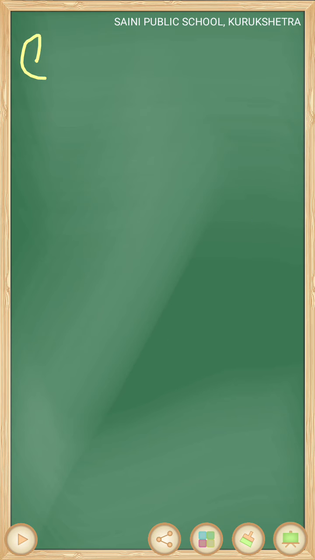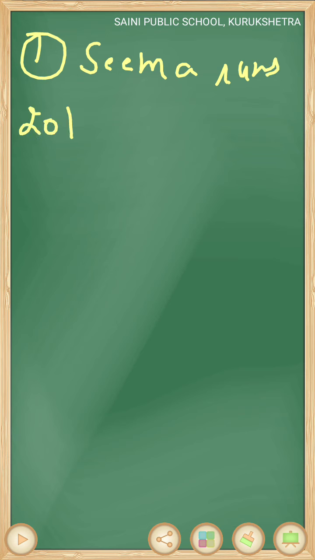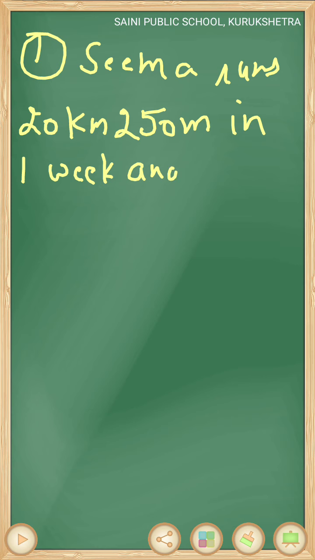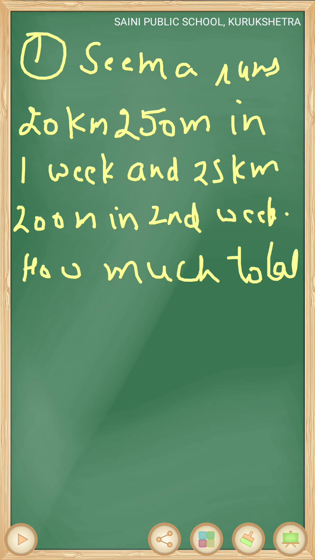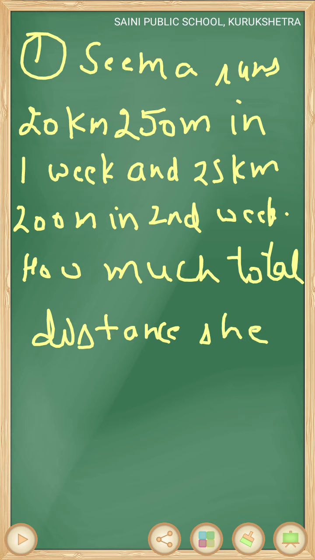Our first example is, suppose the question given to you is: Seema runs 20 kilometer 250 meter in the first week and 25 kilometer 200 meter in the second week. How much total distance does she run in 2 weeks?